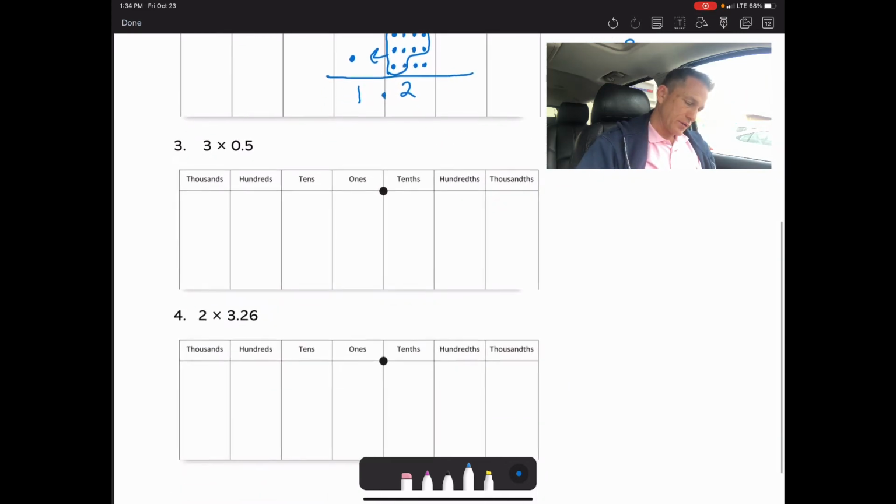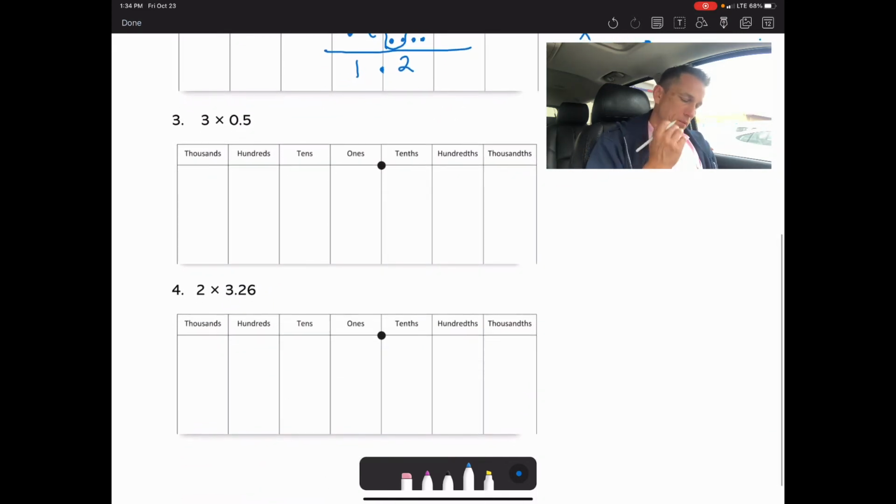Okay, let's take a look at the next one. Here we have 3 times 5 tenths. So we're going to write 5 tenths 3 times in the tenths place. So here's 5 tenths once. Here's another copy of 5 tenths. And here's the third copy of 5 tenths. So right now it shows that I have a total of 15 tenths.